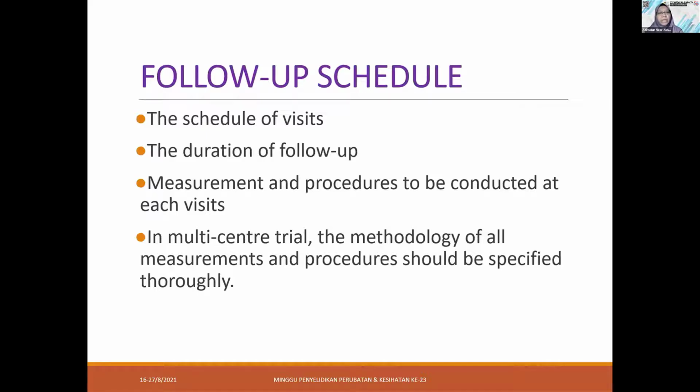Then we have a follow-up schedule: the schedule of visits, the duration of follow-up, for example, 15 minutes or 1 month, the measurements, and also the procedures to be conducted at each visit, to ensure that we can analyze the pre and post, etc. And in a multi-center trial, the methodology of all measurements and procedures should be specified thoroughly, including how about the patients, how about the environment, how about the clinical setting, etc.